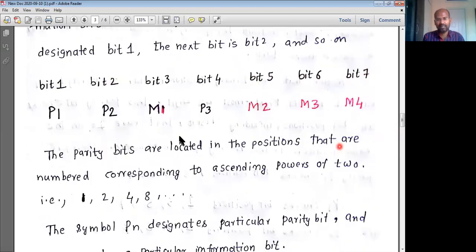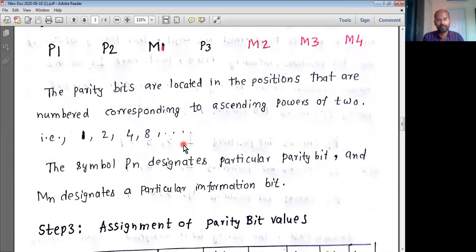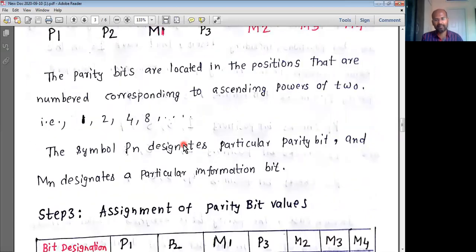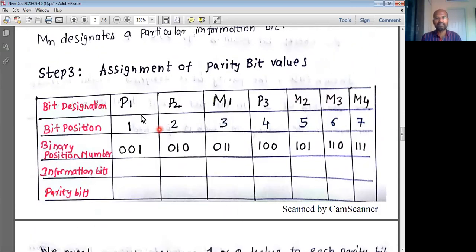So this is the structure, right? Next, step 3. Now let's see step 3. What is step 3? Assignment of parity bit values.